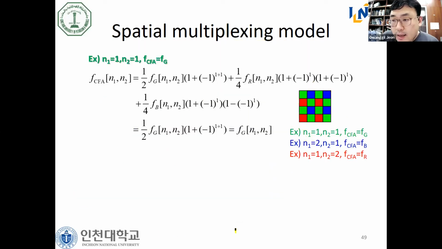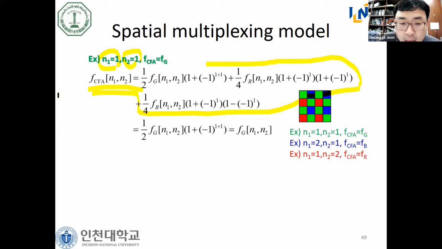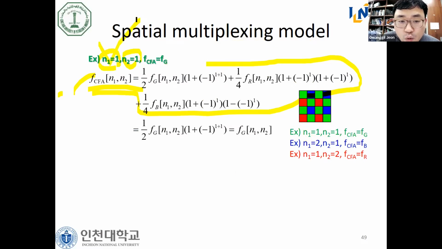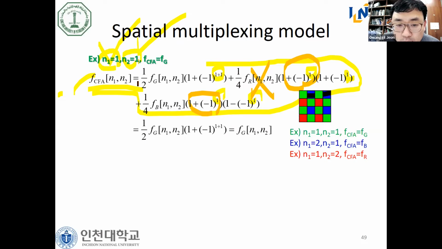So let me quickly introduce what happens if N1 is 1 and N2 is 1. From the given equation, we replace N1 with 1 and N2 with 1, so this will be 1 plus 1, 1, 1, 1, and 1. After this calculation, the red component will be gone, because this will be 0 and this will be 0. Only this will remain, so this becomes 2. So only the green component remains.